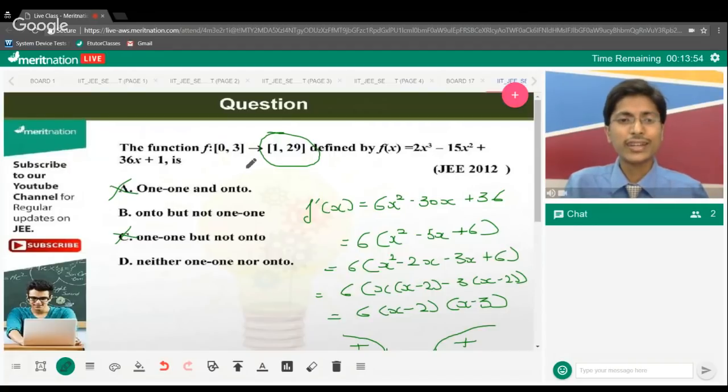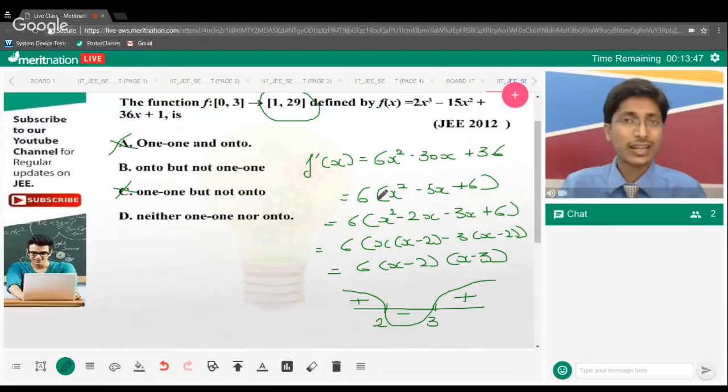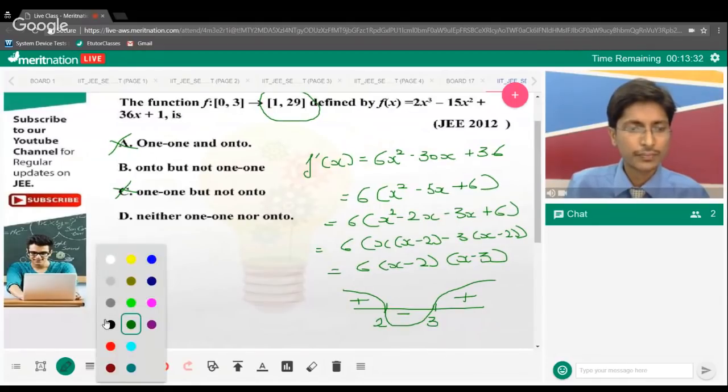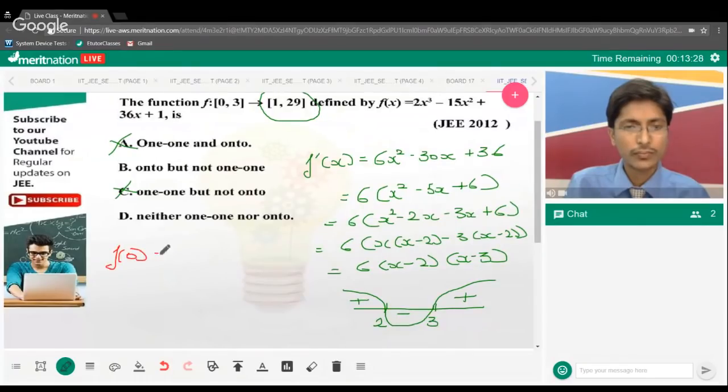If we are getting anything outside 1 to 29, we will be very sure to say that, or if it is not crossing practically 29, if it gets stuck somewhere around 27, 28, then also we can say that the codomain is not equal to the range. So let's find f of 0. So f of 0 will be equal to 1.